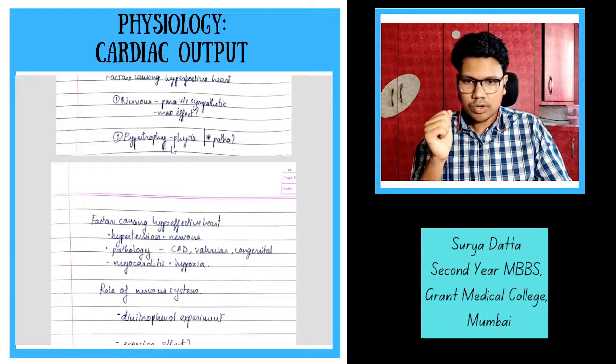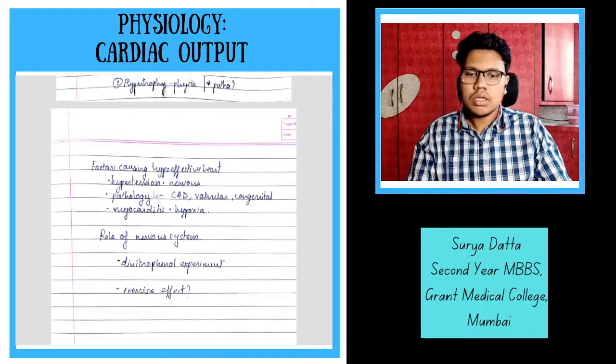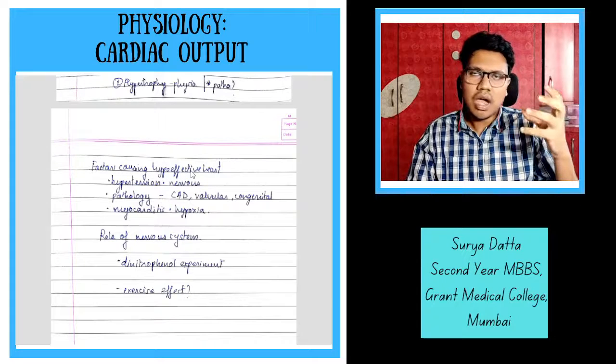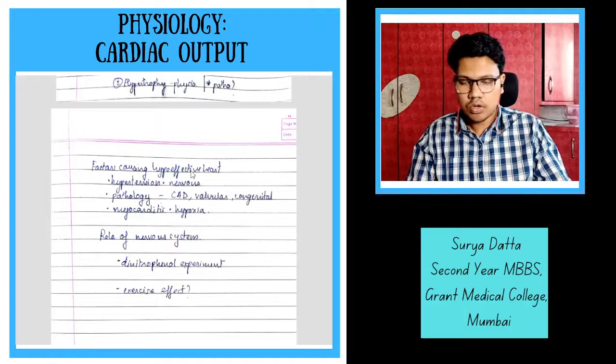I want to talk about this part a little bit, as mentioned before. Now, factors causing the hypoeffective heart. A hypoeffective heart is basically a heart that's not pumping, the exact opposite of hypereffective. I'm not even sure why I'm explaining this. You don't need to know this, but anyway.